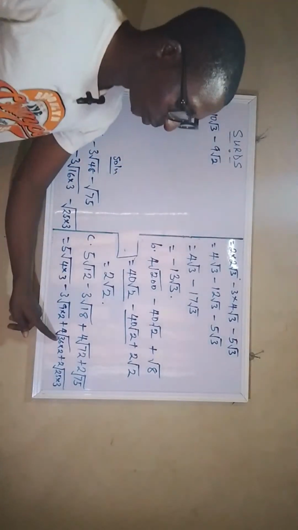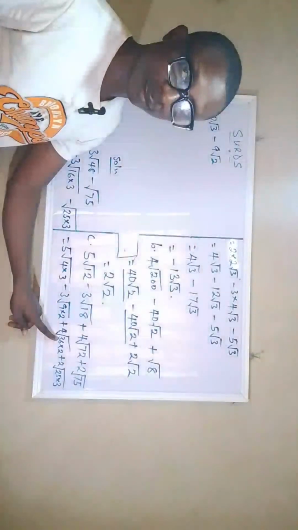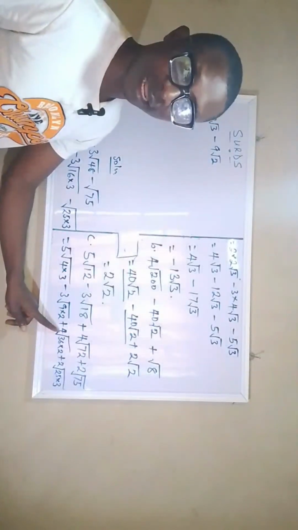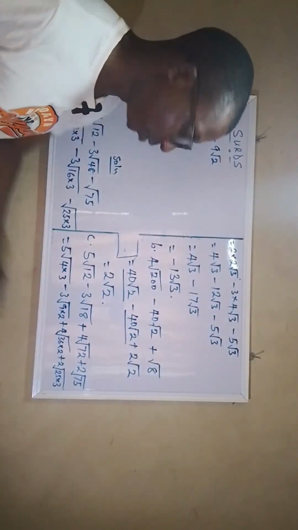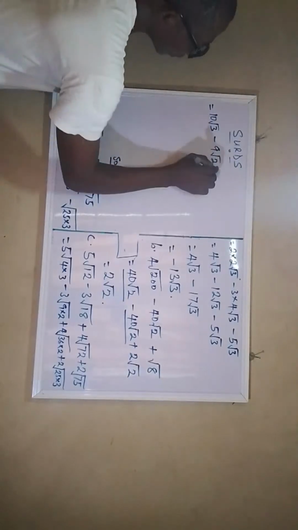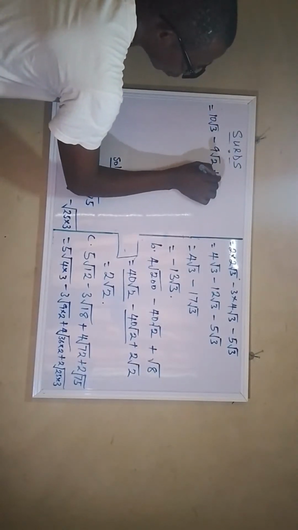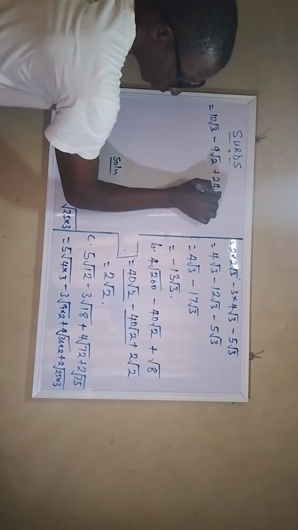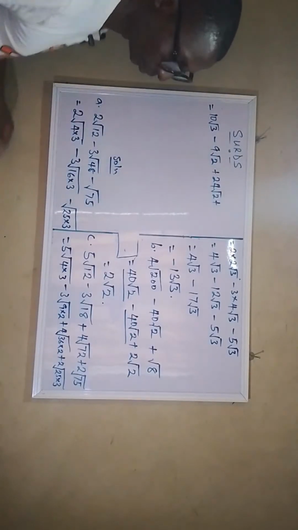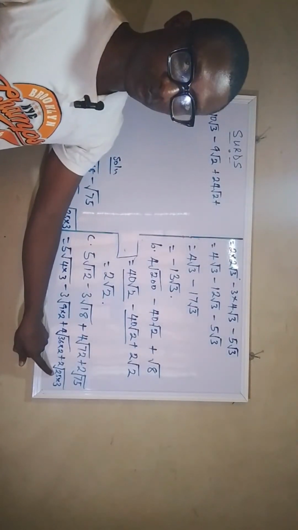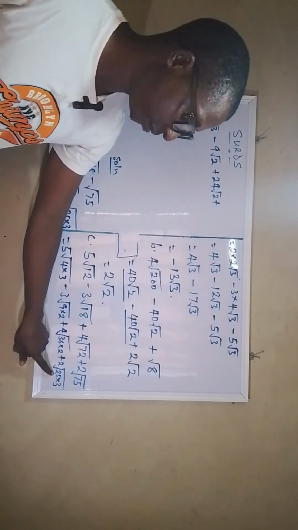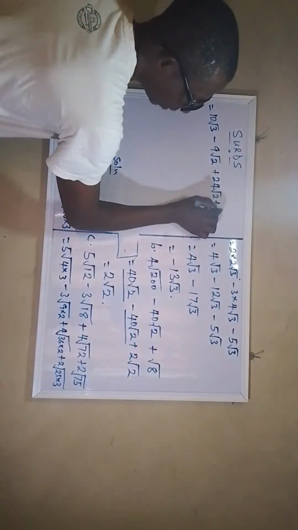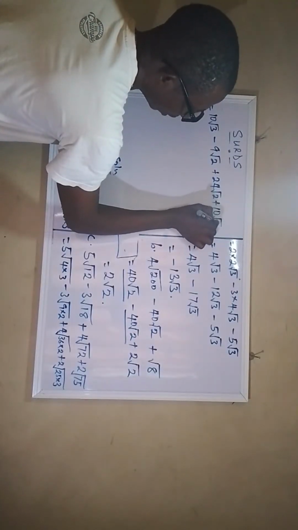Okay, now let's look at the next one. This one is 6. All right. Square root of 36 is 6. So 6 times 4. That's what? That's 24. So that's going to be plus 24 square root of 2. And the last one, you find square root of 25. That's 5. So 5 times 2, that's 10. That's going to be plus 10 square root of 3.